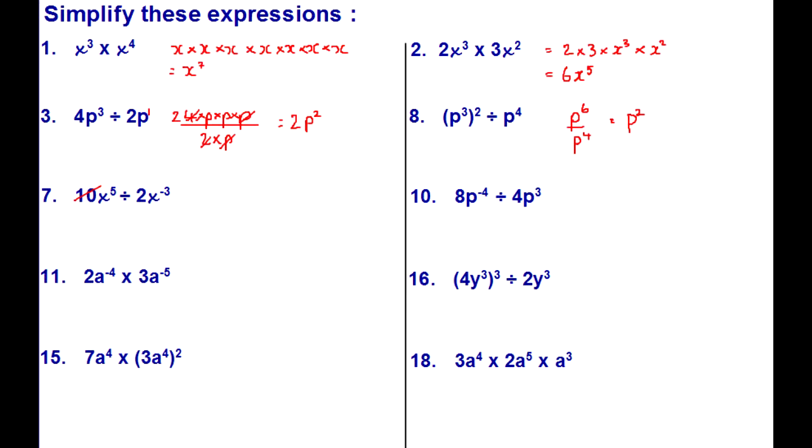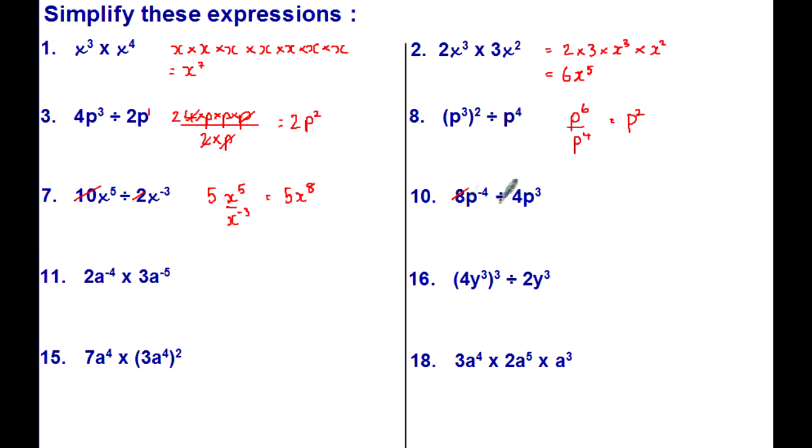Question 7. Question 7 says 10 times x to the power of 5 divided by 2 times x to the minus 3. So we do 10 divided by 2 is 5, and then x to the power of 5 divided by x to the power of minus 3. We've got a number to a power divided by a number to a different power. What we do, rule 2 from the rules of indices, we do this power take away that power. So 5 take away minus 3 is 8. So we get 5 times x to the power of 8.